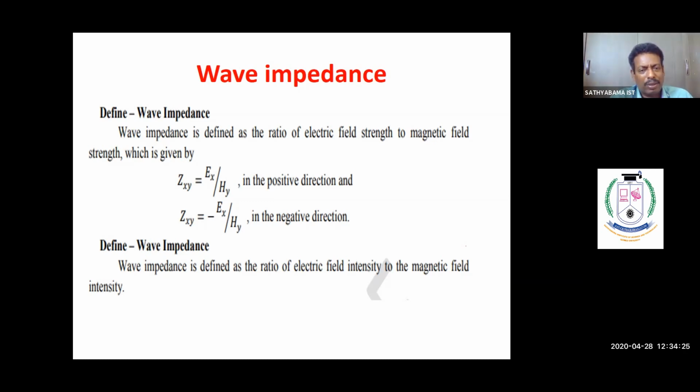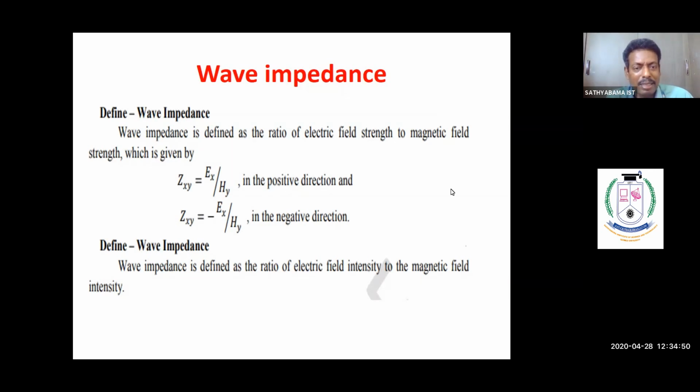So if you want to find out the wave impedance in the X and Y case, it is Ex by Hy. It means the electric field in the X direction and the magnetic field in the Y direction. So that gives the wave impedance actually. It's an alternate form of resistance. Resistance we use in transmission lines, but when it comes to electromagnetic waves, we have to use this wave impedance.